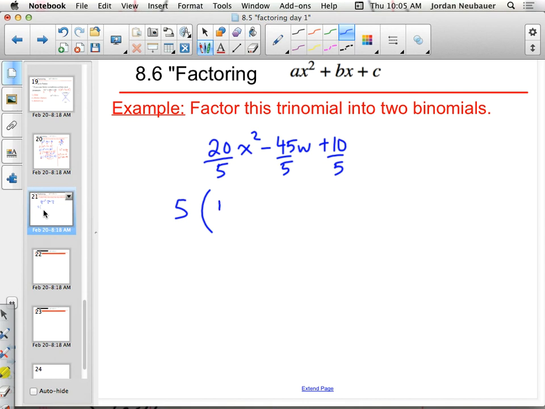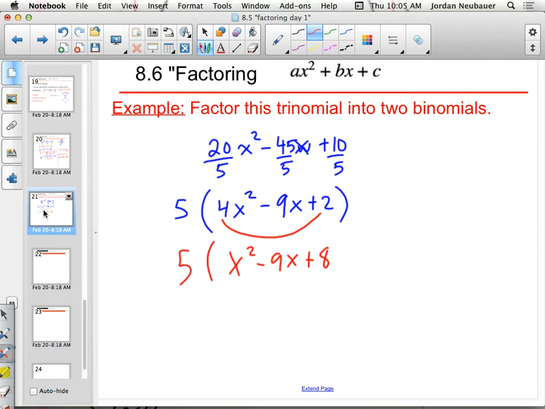We got 5, and then multiplied by the new expression. 20 over 5 is 4x to the second power. 45 over 5 is minus 9x. And then plus 10 over 5, which is plus 2. Now, we're all set up. We got to slide the 4 with the 2. We get x squared minus 9x plus 8. With the 5 out front, we go x method on that.